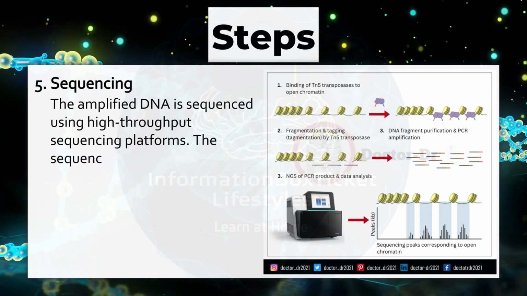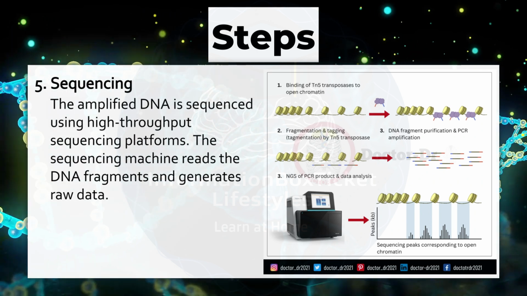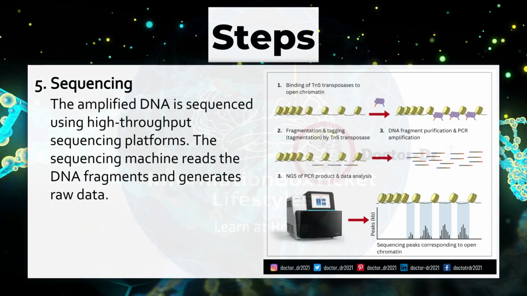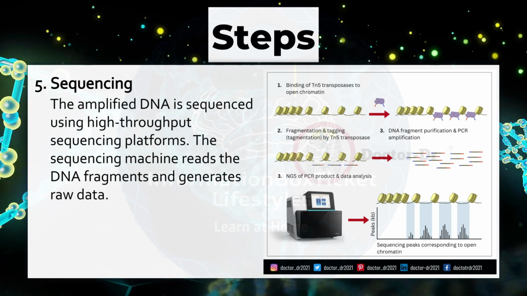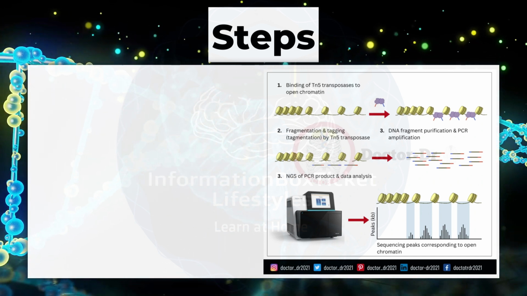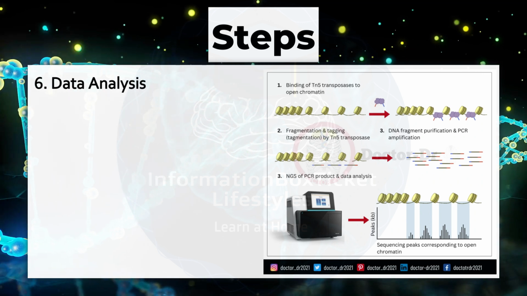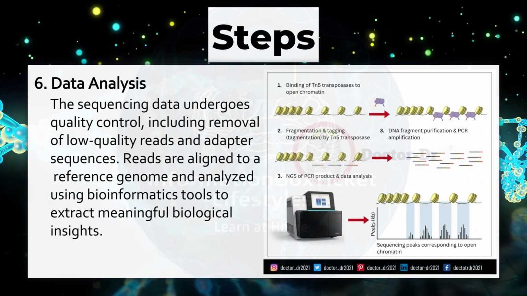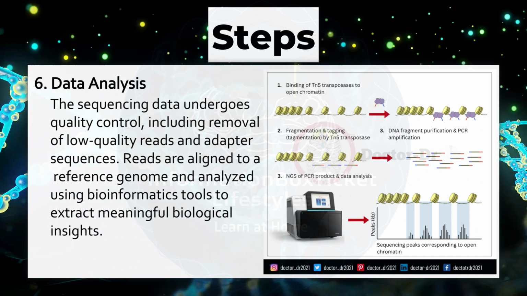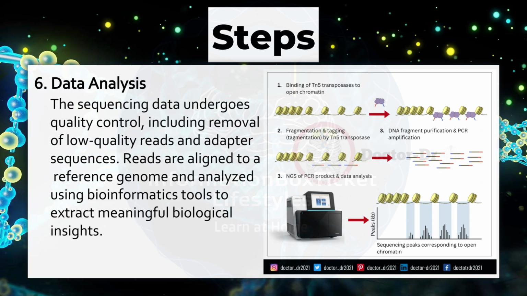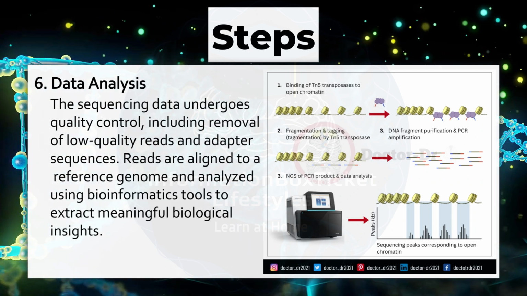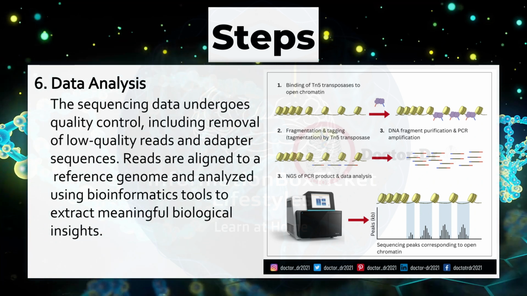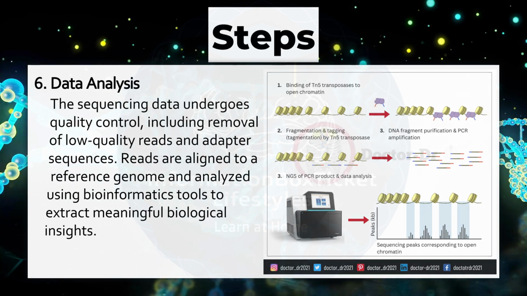Sequencing. The amplified DNA is sequenced using high-throughput sequencing platforms. The sequencing machine reads the DNA fragments and generates raw data. Data analysis. The sequencing data undergoes quality control, including removal of low-quality reads and adapter sequences. Reads are aligned to a reference genome and analyzed using bioinformatics tools to extract meaningful biological insights.